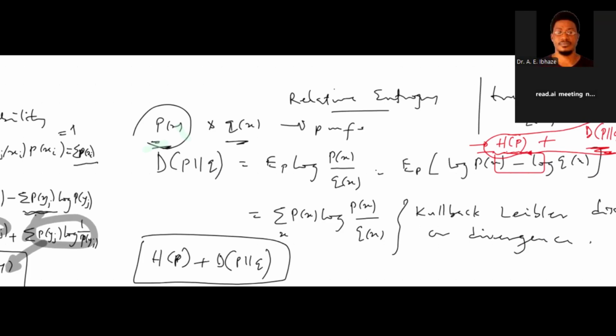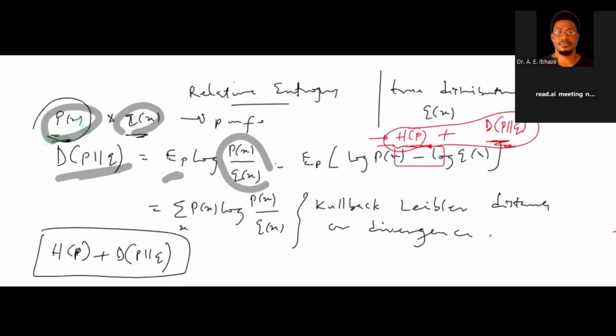Now, for us to be able to tell the distance between these distributions, we invoke what we call the relative entropy between P and Q, which is the same as the expected value of the difference between these distributions. So we're taking the average value between the two distributions. This is literally saying the expected value of log P of X minus log Q of X, which is the difference.